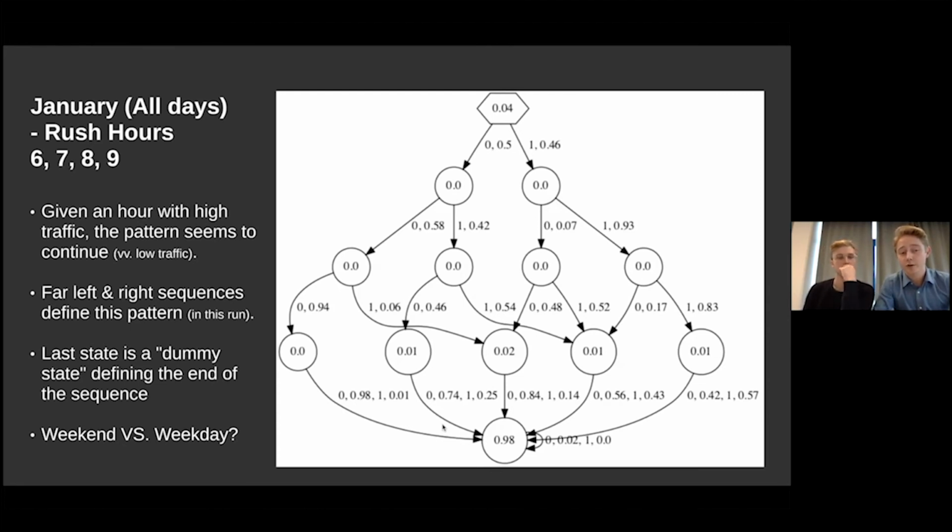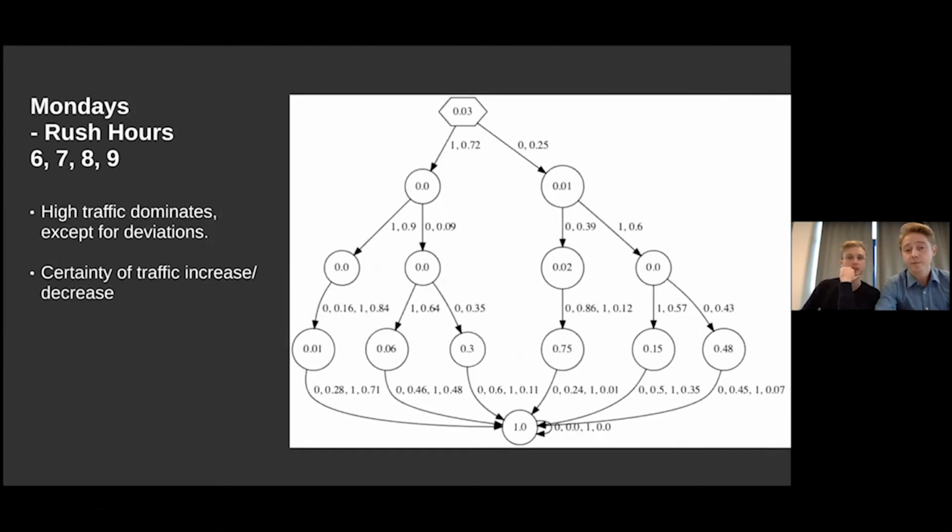So this is just all days of the week in January. We wanted to pose the question, what is different if you look at weekends or weekdays? So we looked at Mondays, and here you can see that the RNN has learned there to be a 72% chance of there being high traffic in the 6th hour, 6 o'clock. And given that there was high traffic, it'll also predict a very high chance of high traffic at 7 o'clock, at 8 o'clock with 84%, and at 9 o'clock with 71%.